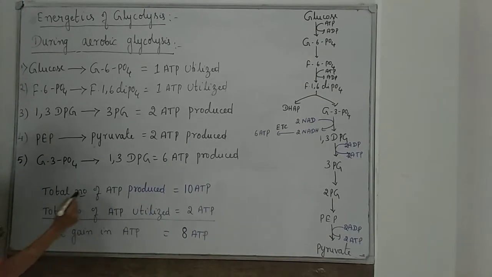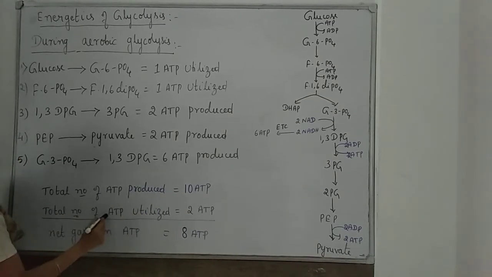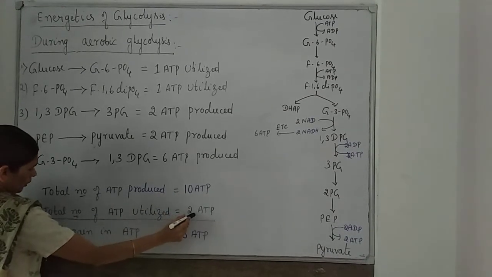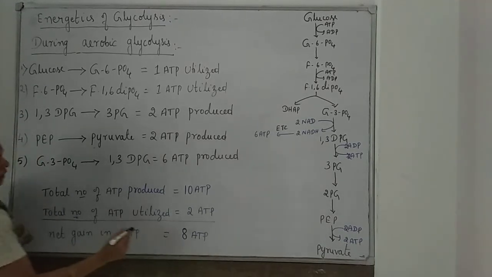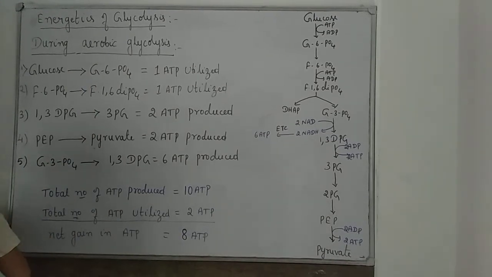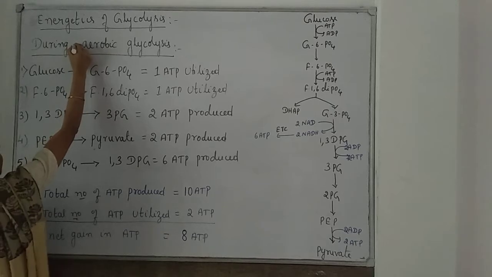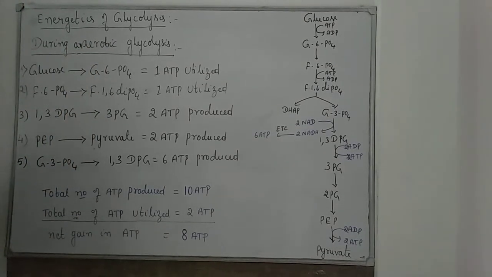So the total number of ATP produced is equal to 10 ATP. Total number of ATP utilized is equal to 2 ATP. Net gain of ATP is equal to 8 ATP. Under aerobic condition, we can synthesize 8 ATP molecules. So next, coming to the energies of glycolysis under anaerobic condition. Anaerobic glycolysis means lack of oxygen.